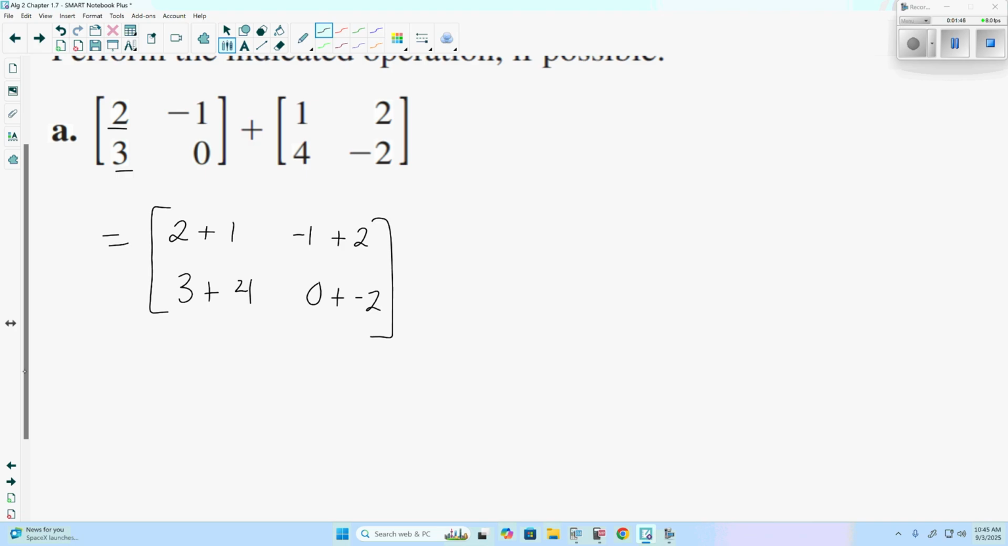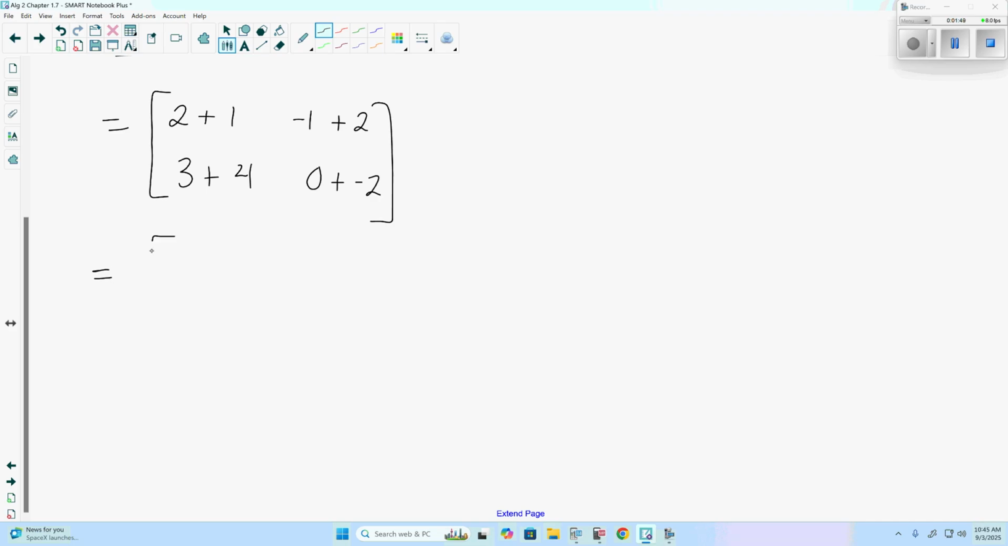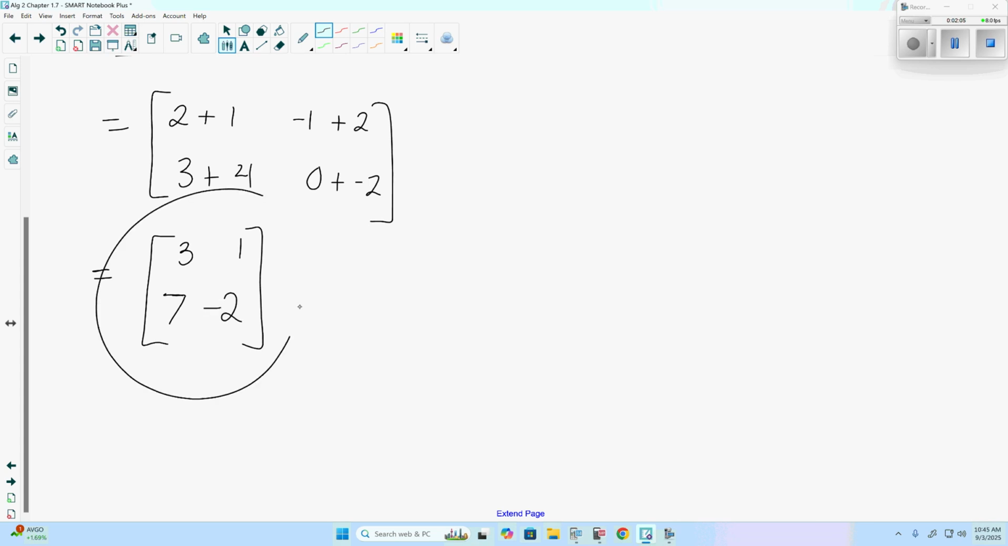Now, I did put 2 of them on the same page to save a little room. So if we look at this here, 2 plus 1 is? -1 plus 2 is? 3 plus 4? 7. 0 plus -2? That's it. Questions on this here?